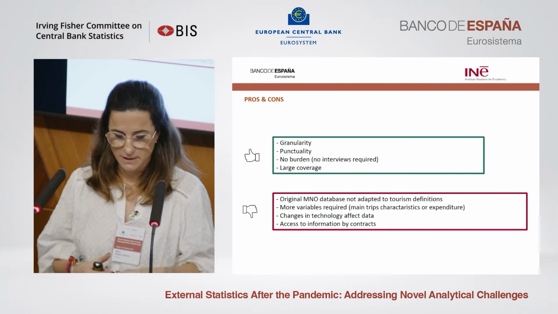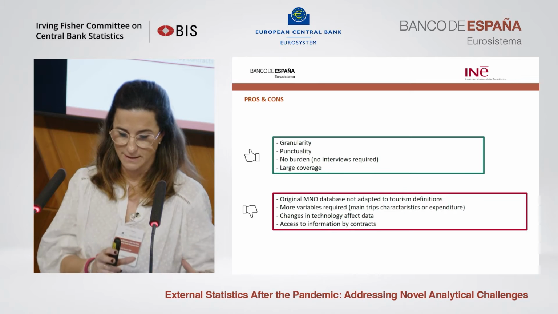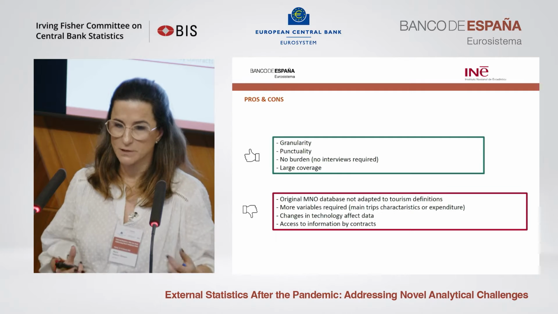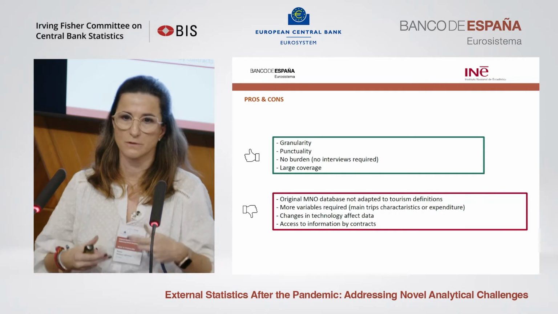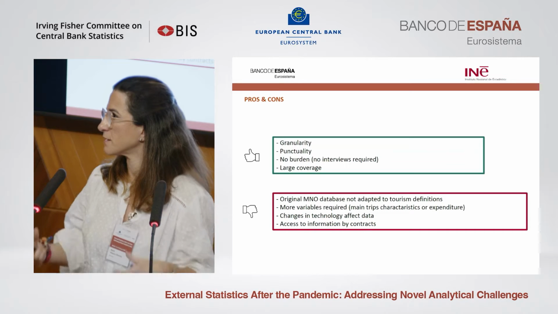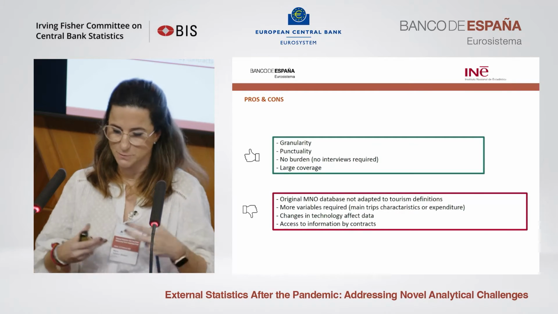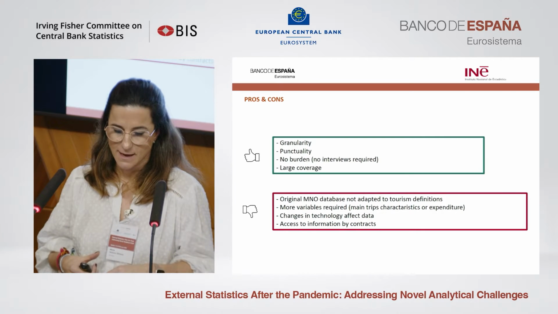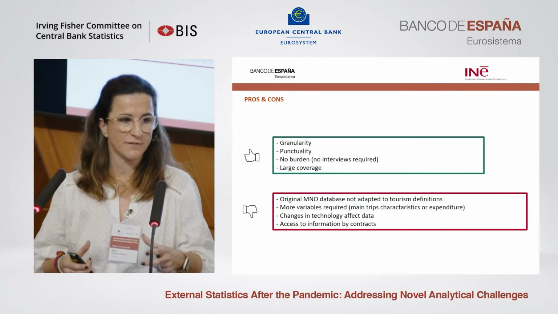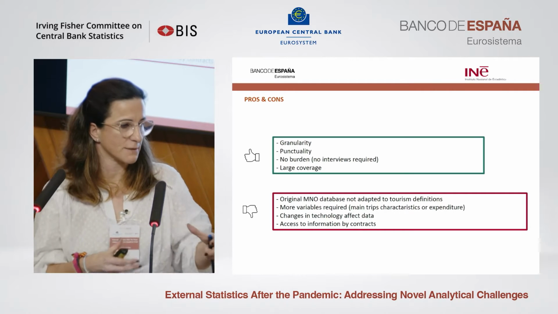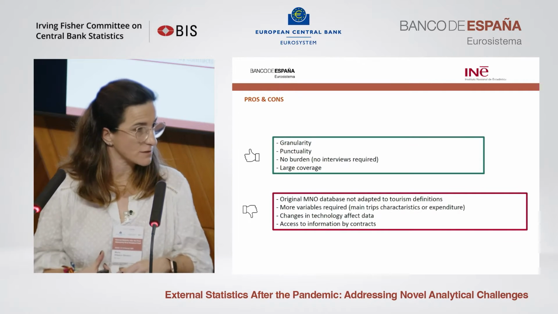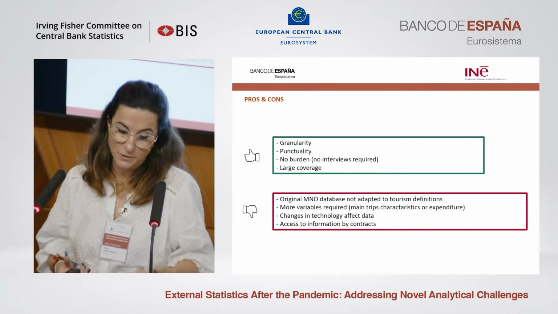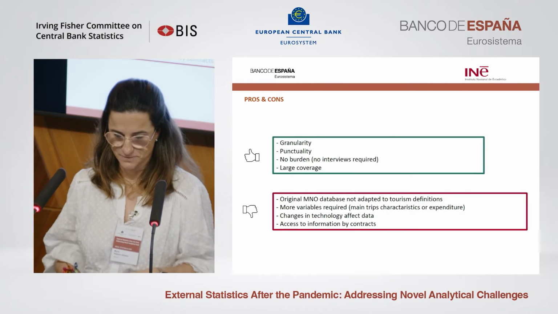But there are cons, of course. We have to work hard in order to transfer the MNOs' databases to tourism statistics definitions. We need more variables. It's not only the number of tourists. We have to know why they travel, what accommodation they use, the means of transport, the expenditure. So we need to look for this information in other places. Those data are very sensitive, so any kind of technology advance can affect the information we receive. So we have to understand these changes in technology, and we have to access the information by contracts.